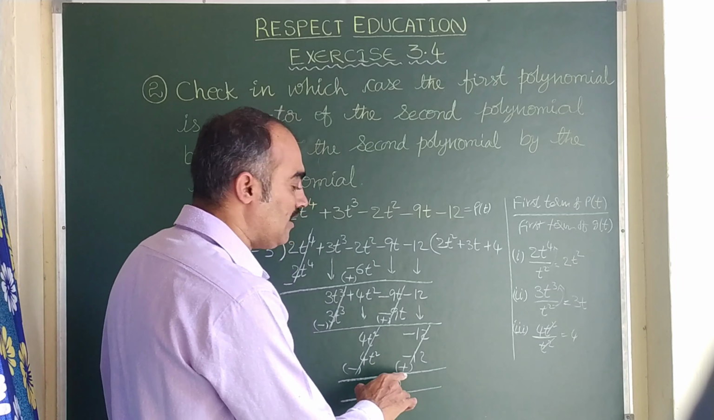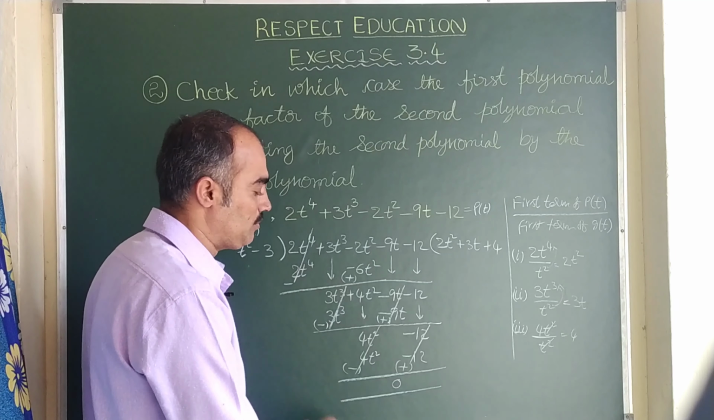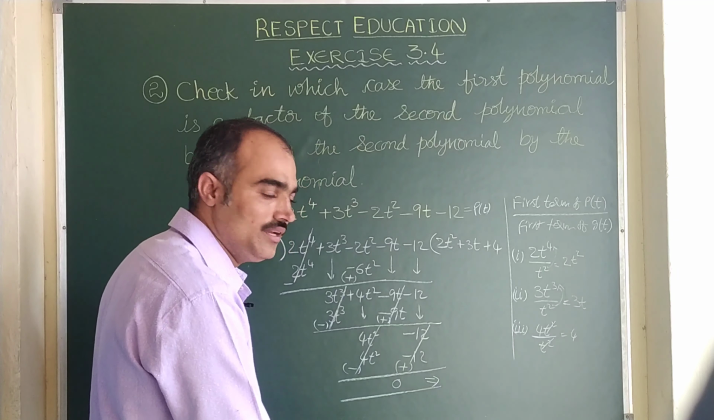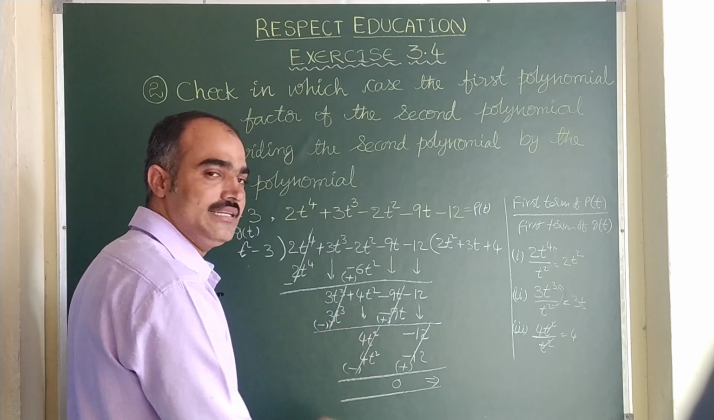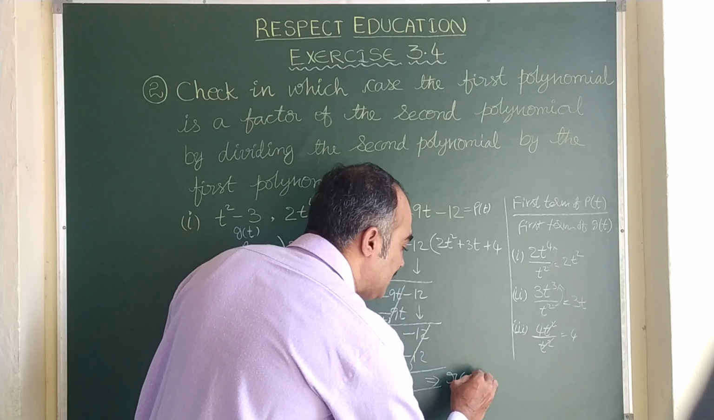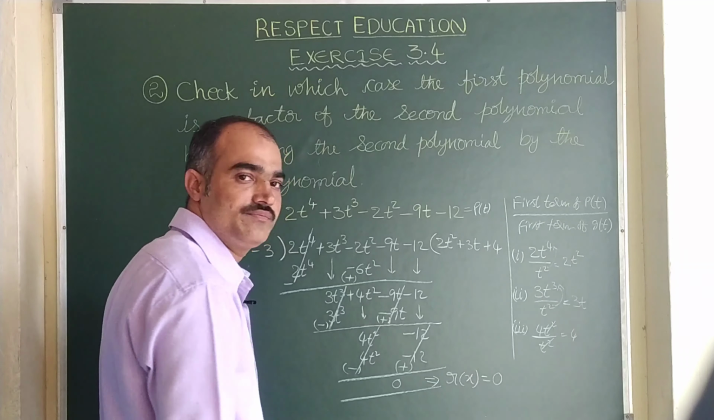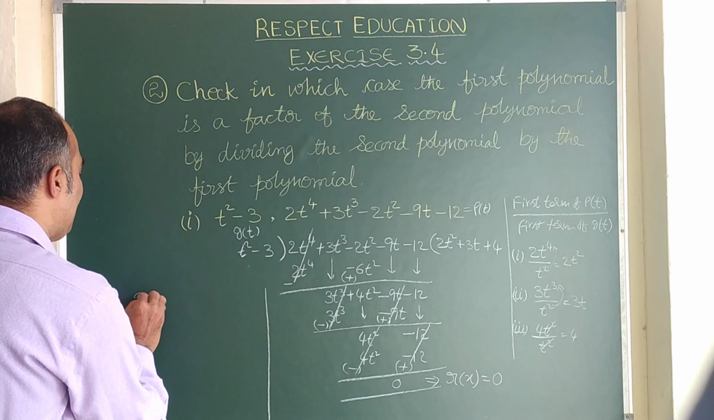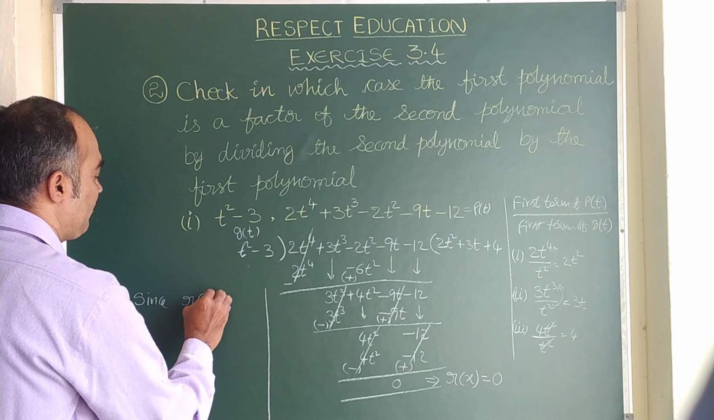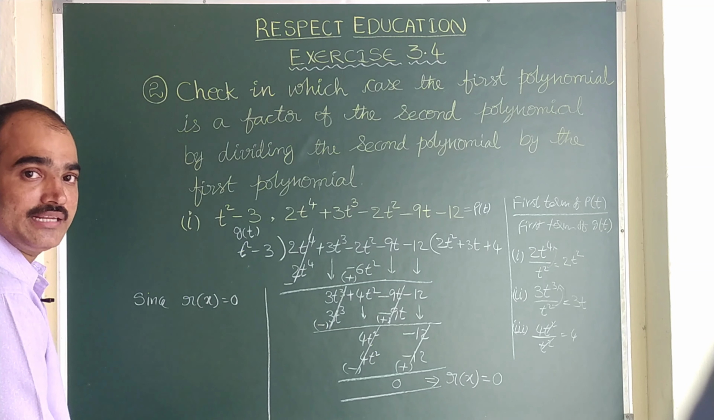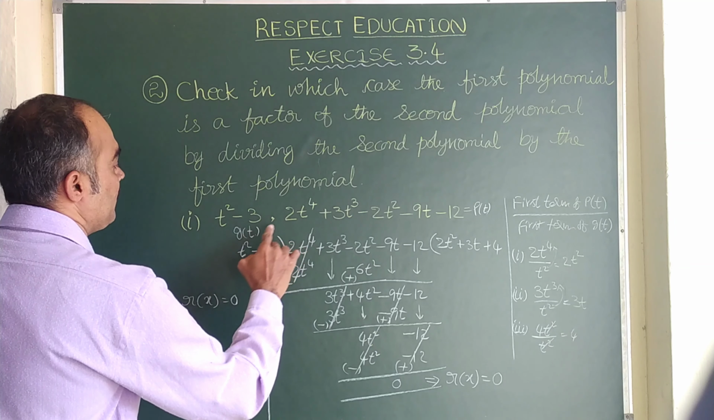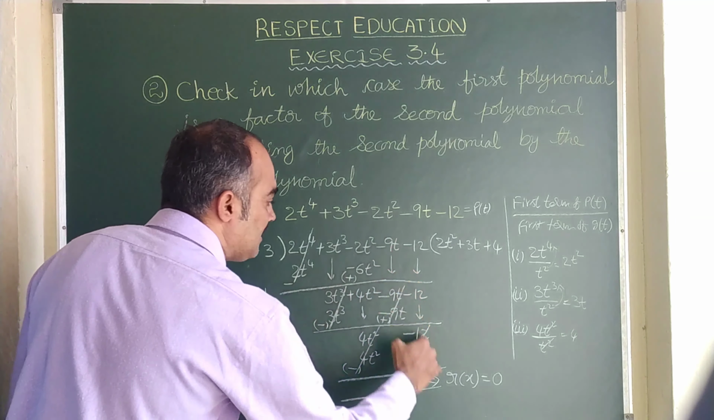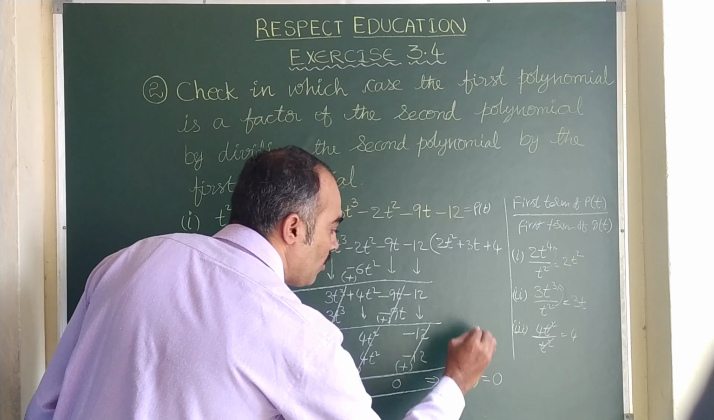Now since the r of x becomes 0, we can stop the problem, because here at this stage you see the degree of r of x becomes 0. So here we can stop the problem. The thing is that you need to check whether here r of x is 0 or not. Clearly it is 0. So here, since r of x is 0, means since remainder is 0, g of t is a factor of p of t. Here let us write r of t only, because it is a polynomial in terms of t.